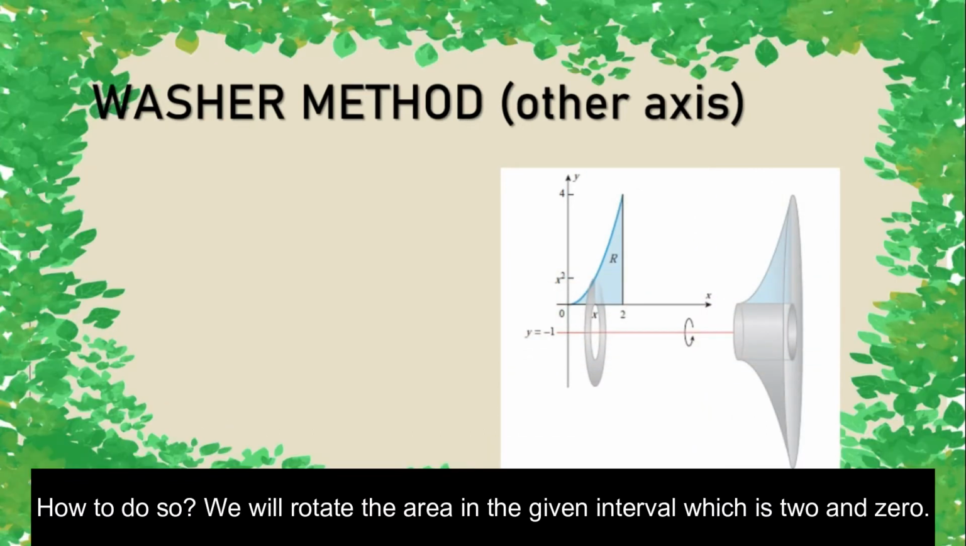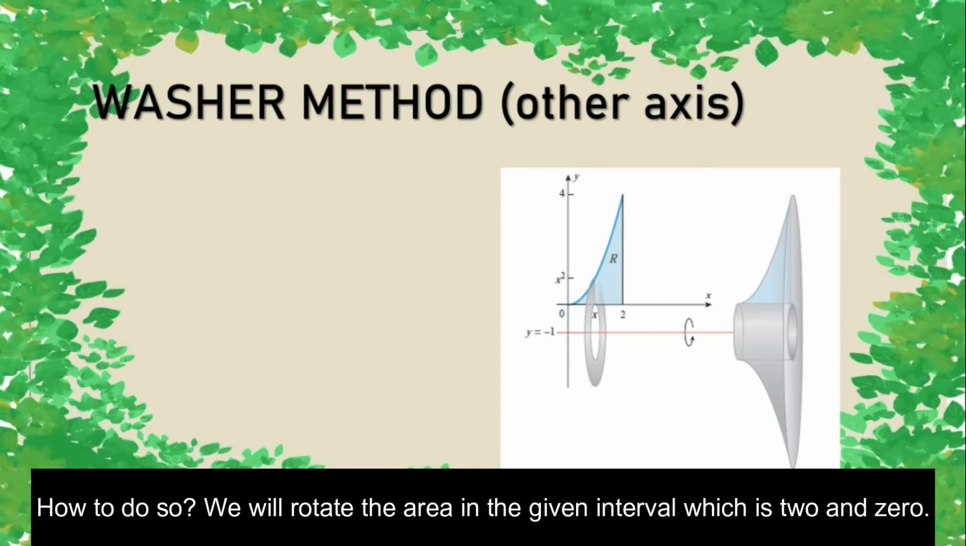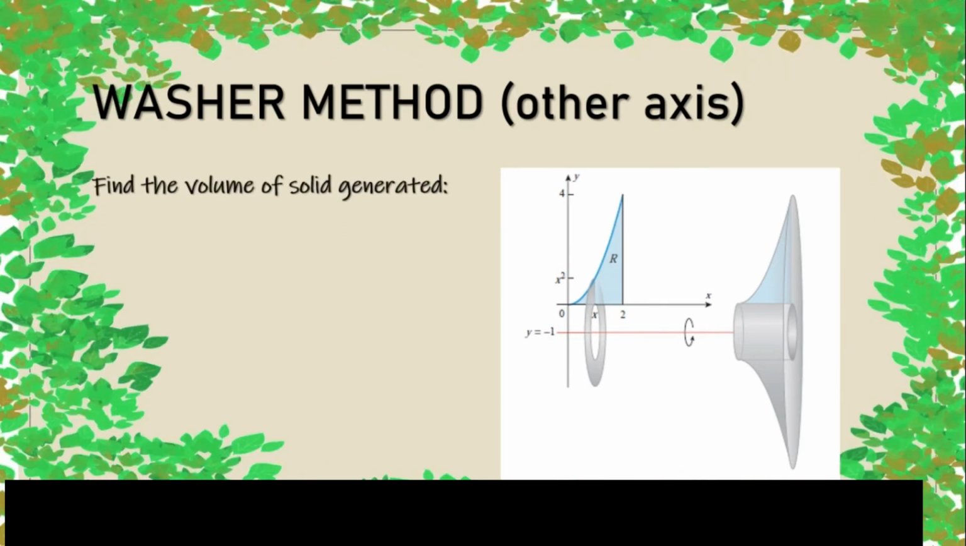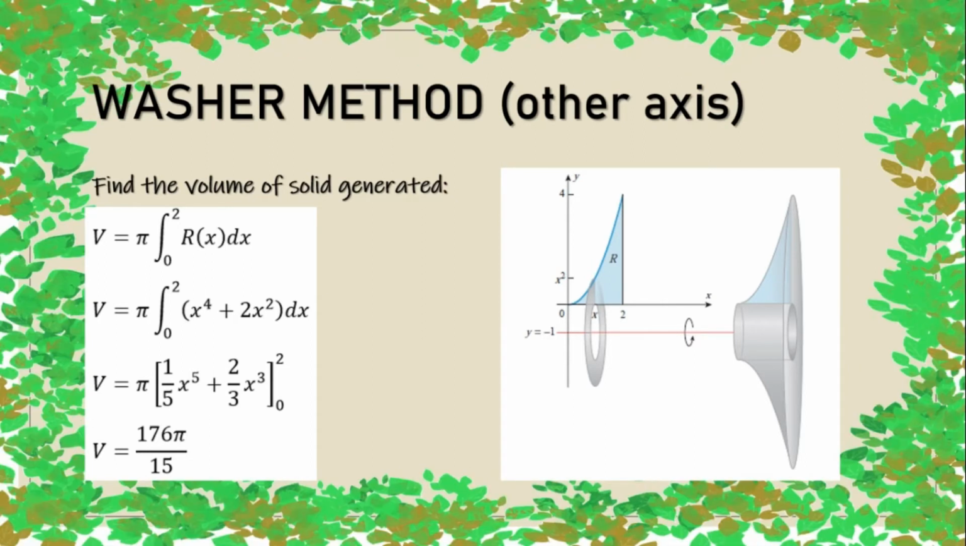Now that we have found the area function, we can now find the volume. How to do so? We will rotate the area in the given interval, which is 0 to 2. So put all this into the function, integrate it, and then we'll get the volume equals 176 pi over 15.